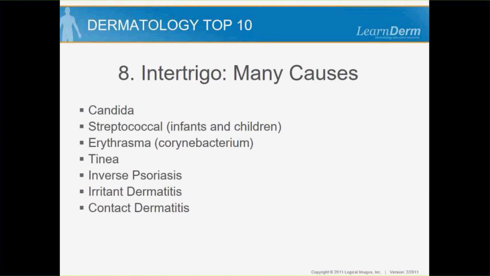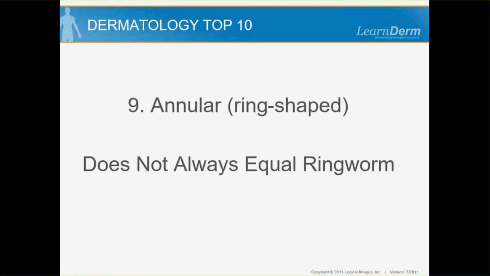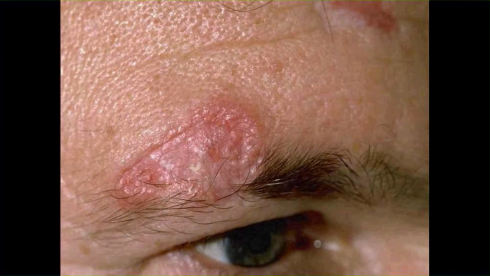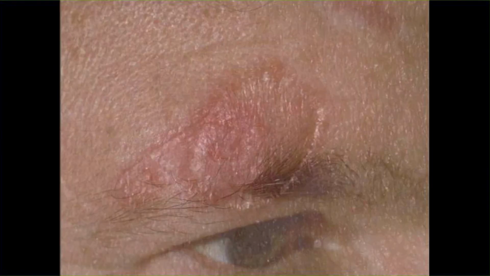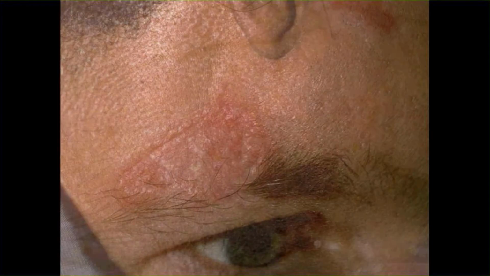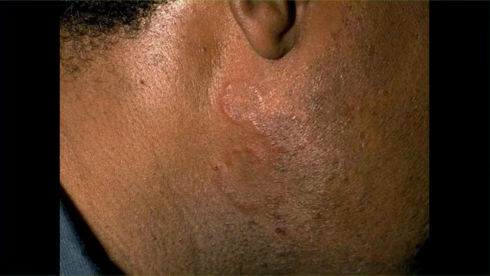And of course, it includes irritant dermatitis or allergic contact dermatitis. Top 10, number 9, annular, ring-shaped. A ring-shaped lesion does not always equal ringworm. So here's a non-scaly annular plaque, and that is granuloma annulare. And here is a ring shape to the medial edge of a plaque, and that's a form of lupus called discoid lupus. And this is a ring-shaped, non-scaly plaques, 3 of them, that are from a lymphocytic infiltrate.